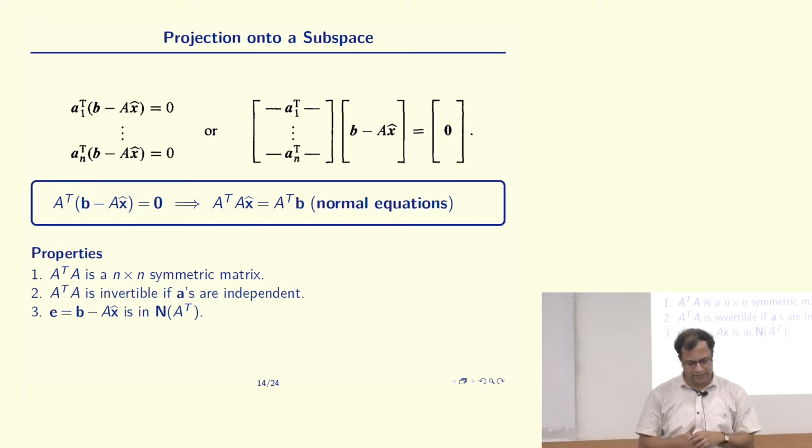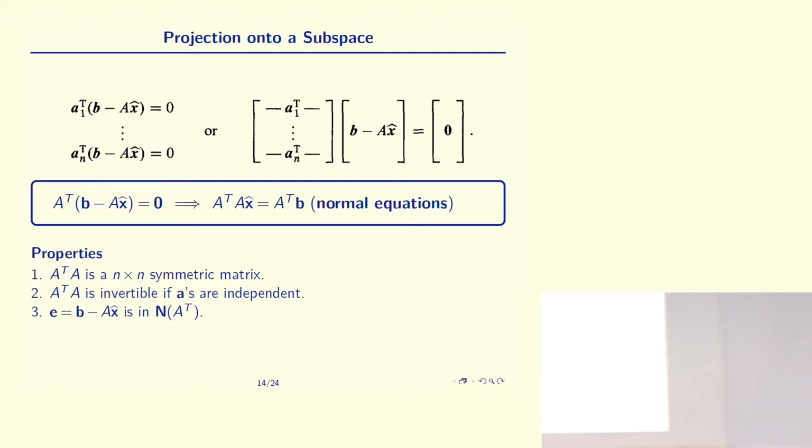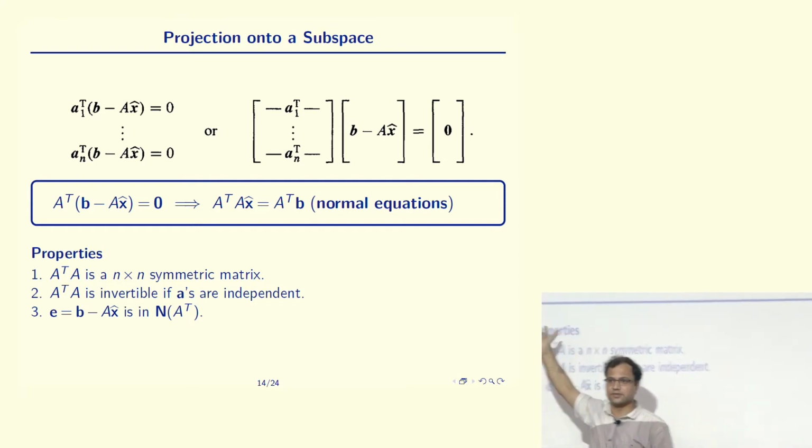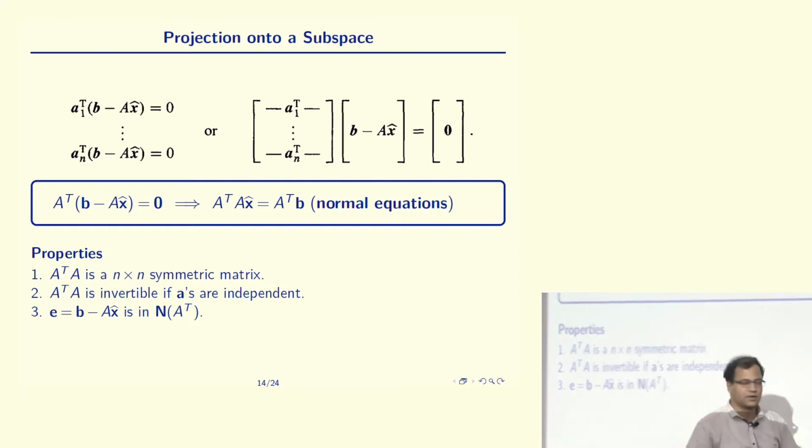How can you prove that E is in the left null space? Yes, you can see it from the first equation. This is equal to 0, coming from this. This is equal to 0 means what? This is in the left null space of A transpose, right?